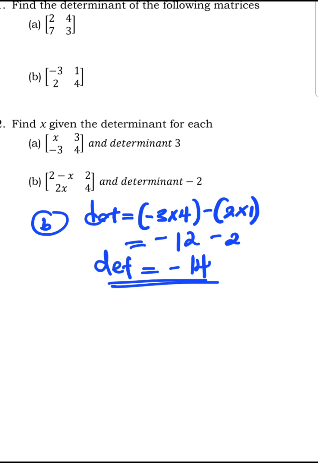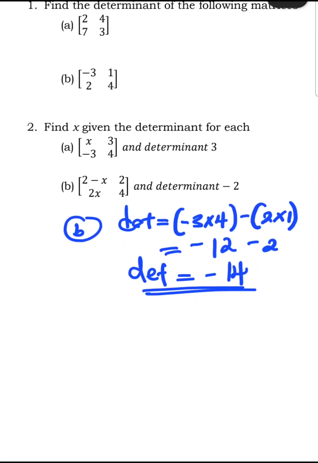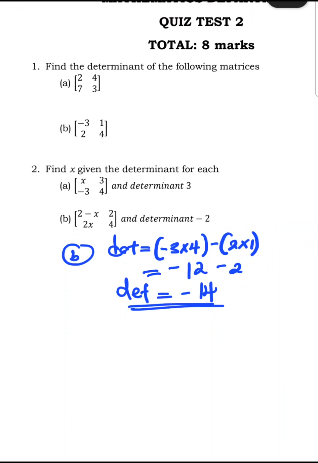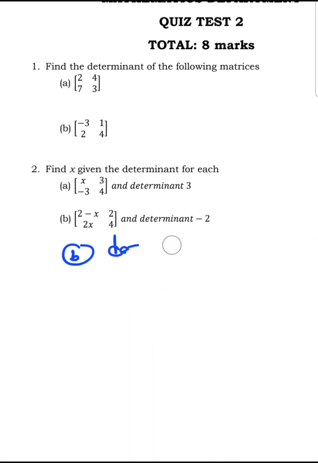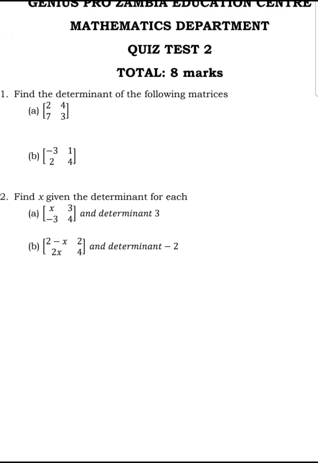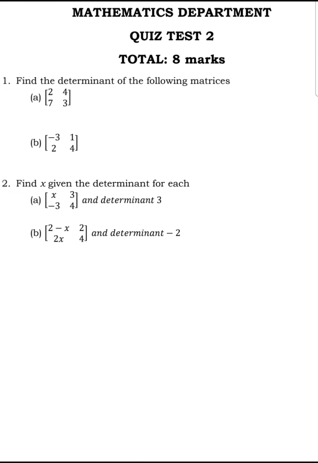We are done. We can now stretch ourselves to question 2. Let me just get rid of these here so that we can move now to question 2. With question 2, they have already given you the determinant, and we are just finding that missing value of x. Of course, we are going to use the same concept of determinant formula.